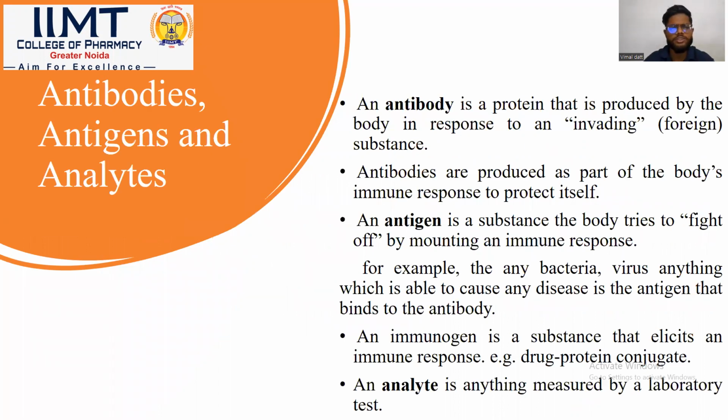Here are some basic terms commonly used in RIA, such as antibody, antigen, and analytes. An antibody is a protein that is produced by the body in response to an invading foreign substance. Antibodies are produced as part of the body's immune response to protect itself. An antigen is a substance the body tries to fight off by mounting an immune response. For example, any bacteria or virus that is able to cause disease is an antigen that binds to the antibody. An immunogen is a substance that elicits an immune response, that is, a drug, protein, or conjugate, and an analyte is anything measured by a laboratory test.